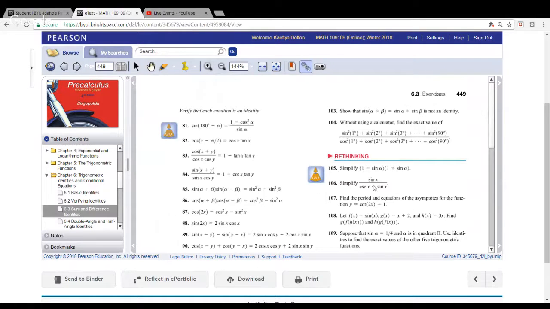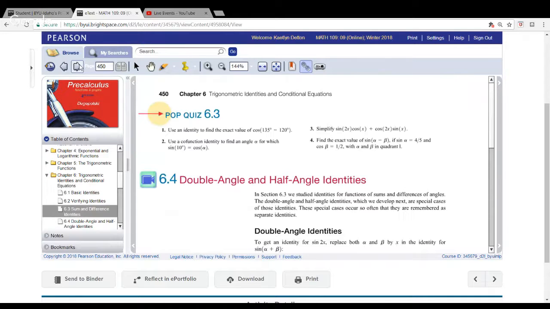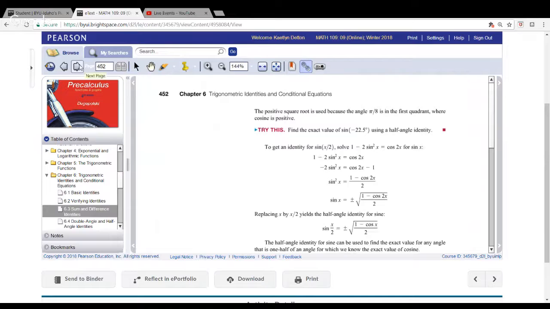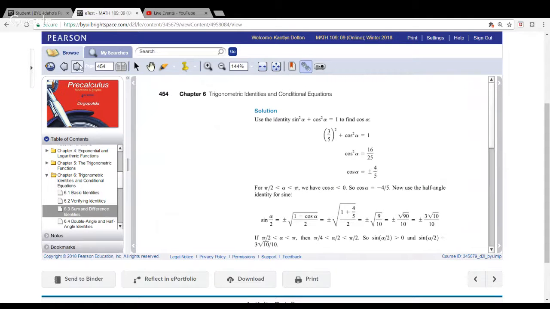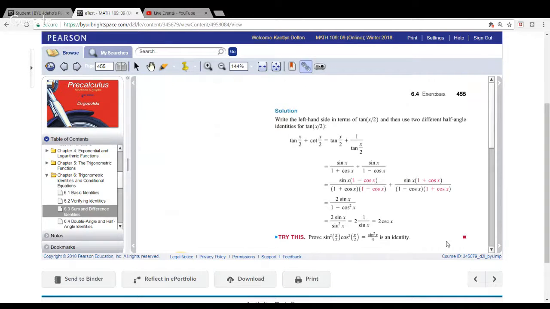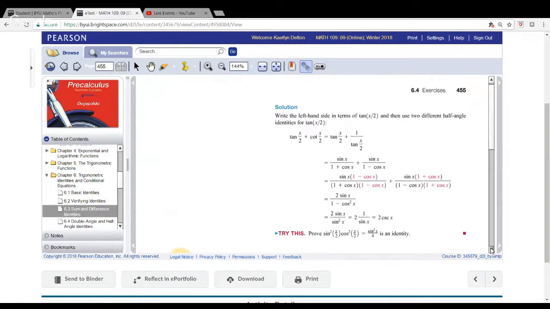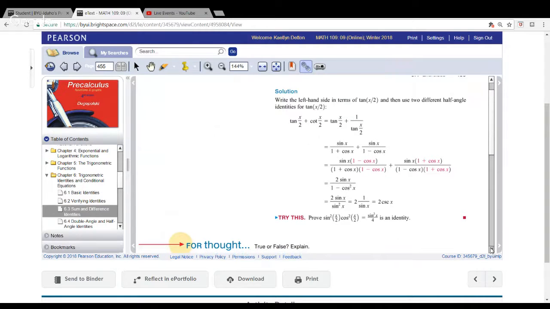I have stuff that has like the tangent. I think it's on 6.4. Oh, the half angles. Yeah, I think it's in 6.4. I'm looking on page 455. Oh, yeah. I didn't even think about that, but yeah. It has something very similar.